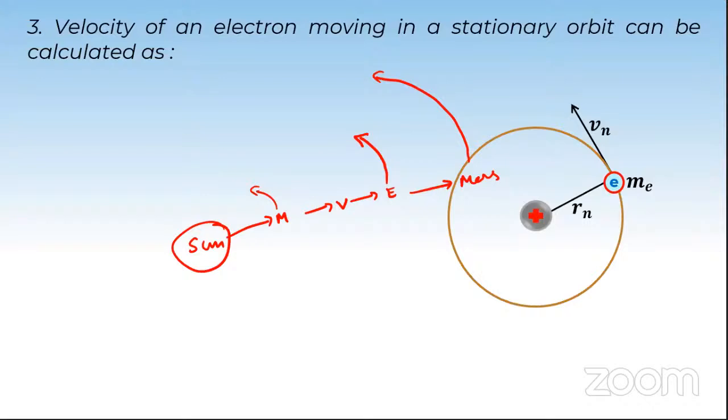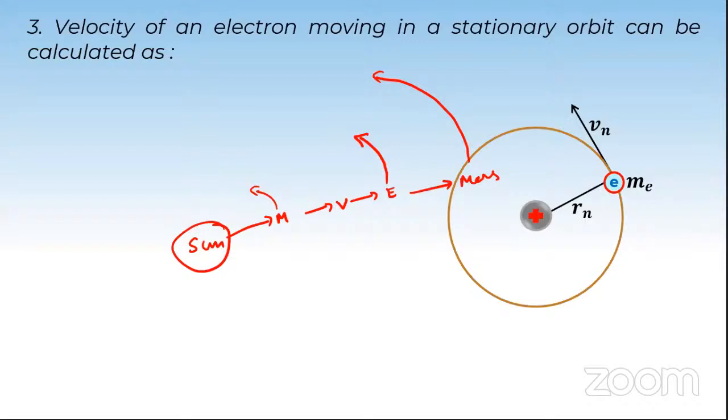Which of these planets is rotating faster around the sun? Are all of them moving with the same velocity? What do you think? Which of them is revolving around the sun with the highest velocity? Mars or Mercury or Venus or Earth? I'm still waiting for answers. Come on, guys. A simple question.